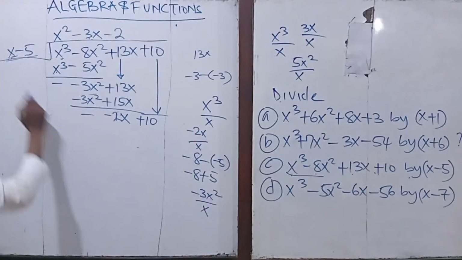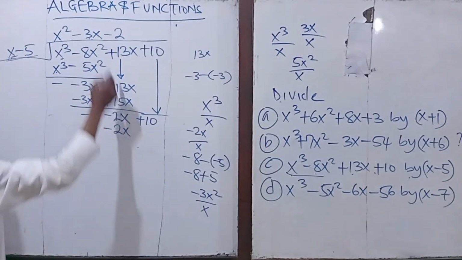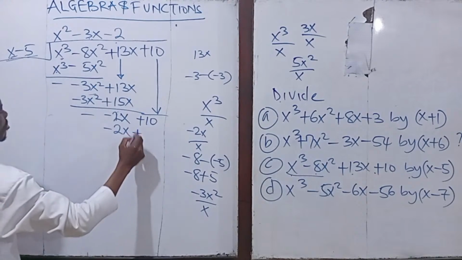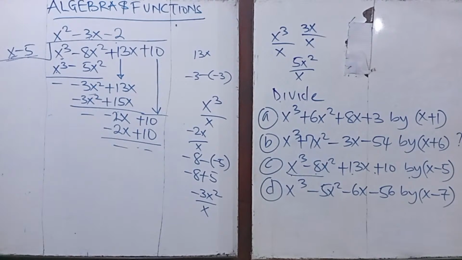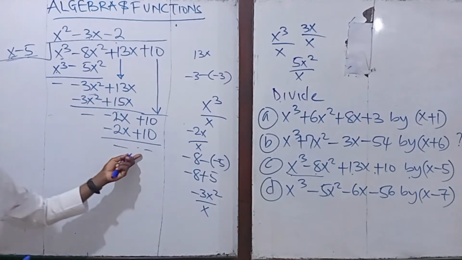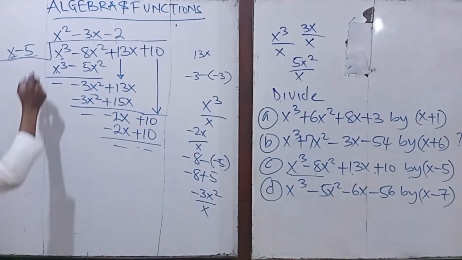Minus 2 times x, that's a minus 2x. Minus 2 times minus 5, that's a plus 10. And if you do the subtraction, you have nothing. So the remainder is 0.